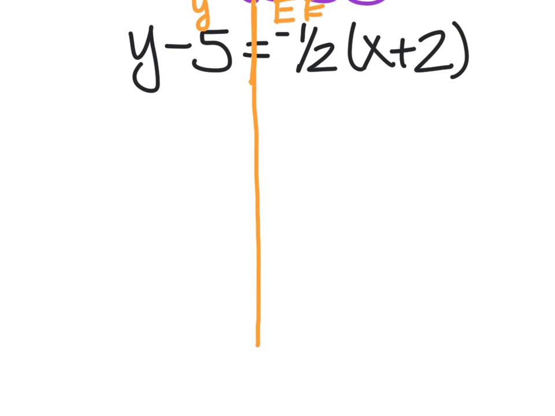So I've drawn my line. Well, notice over here on the right, I have -1/2 and I have parentheses. That means the very first thing I need to do is I need to distribute.